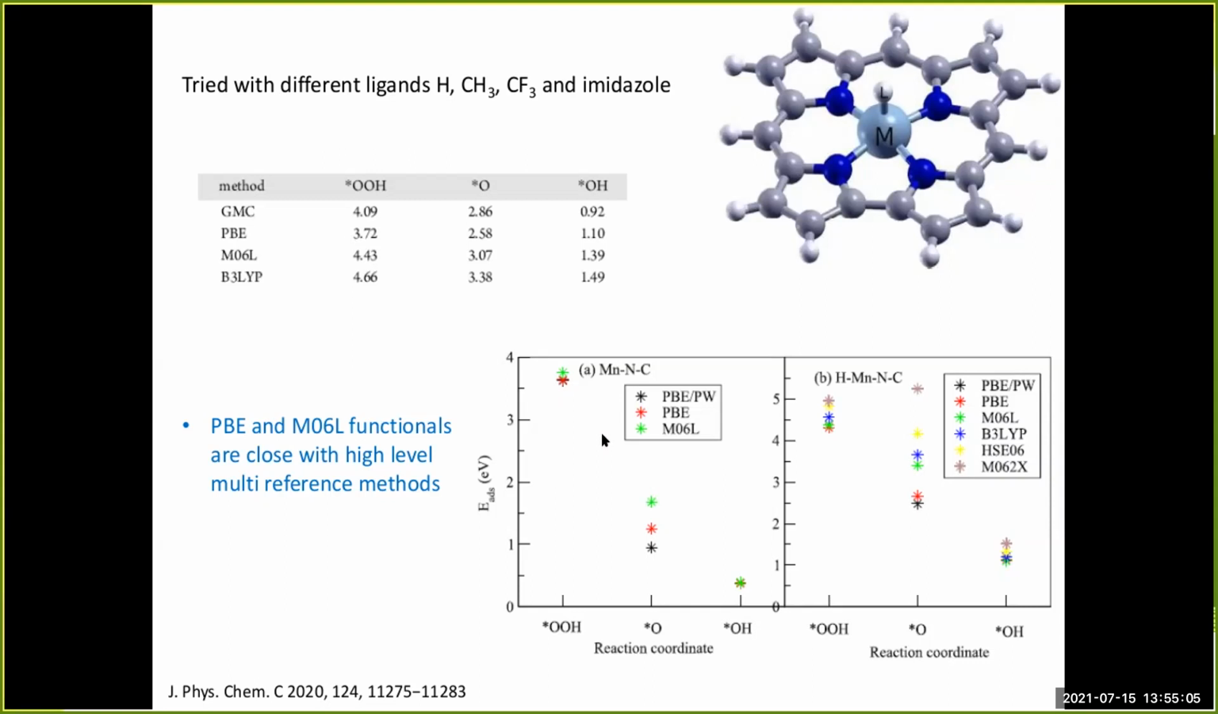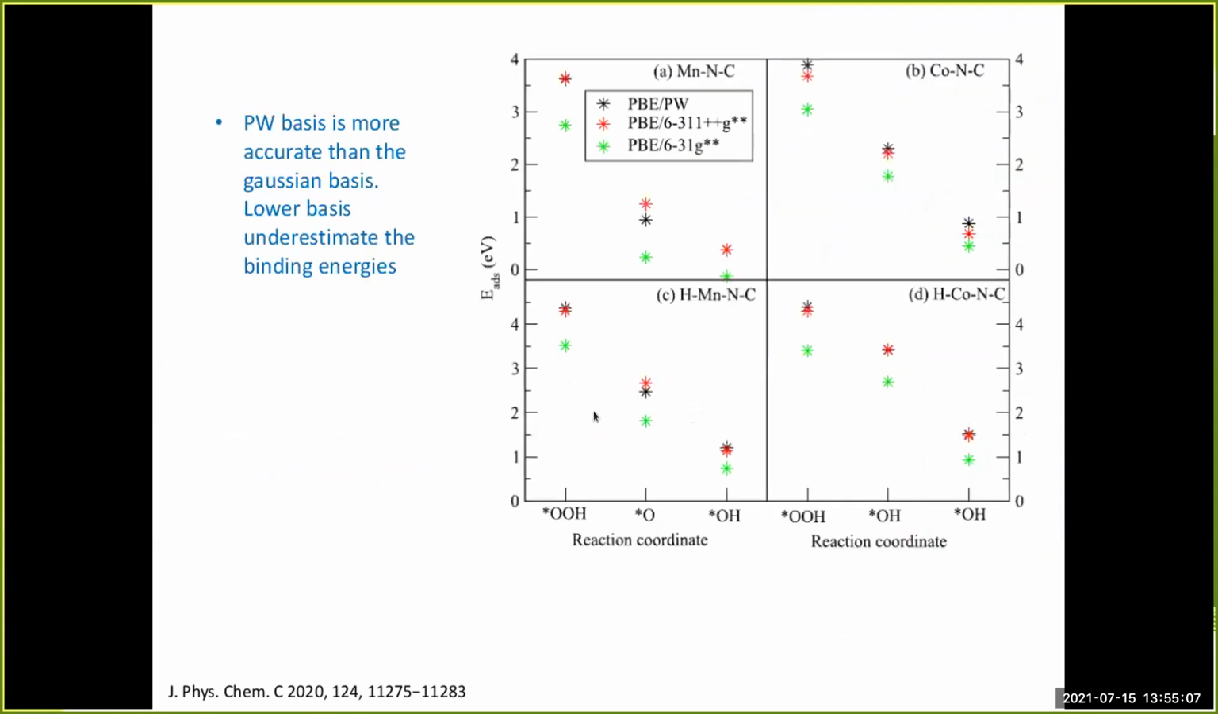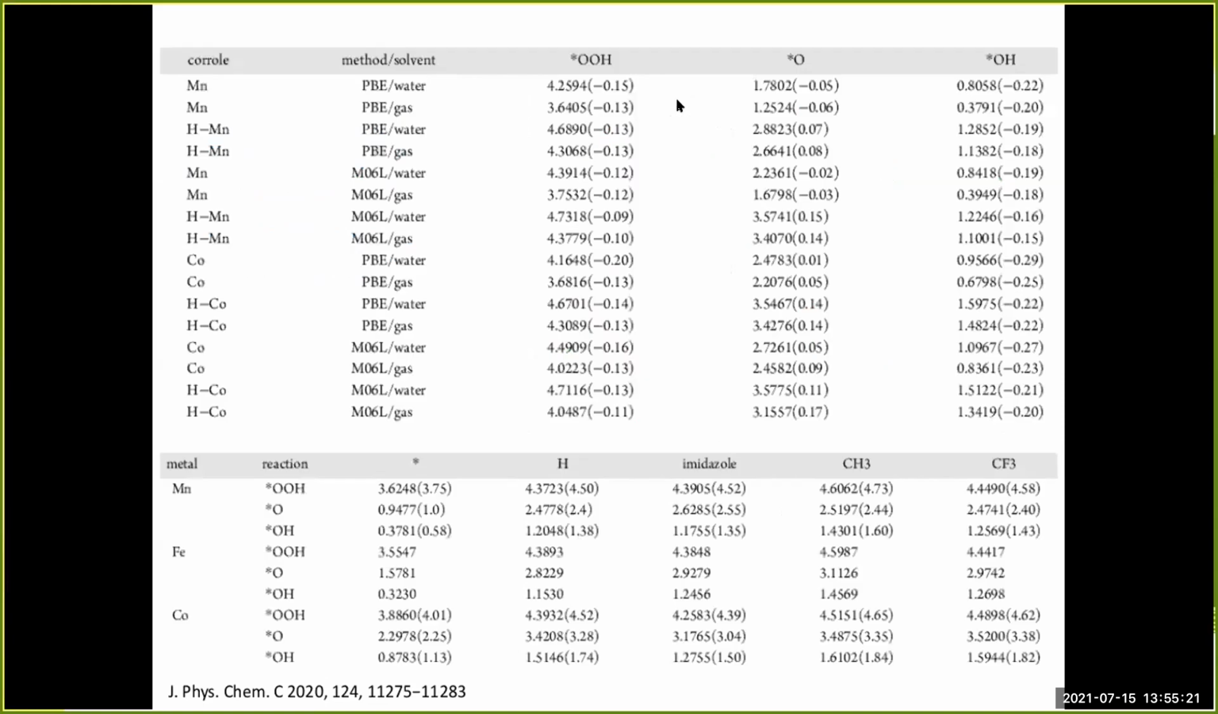For further analysis, we also checked the basis set effect with the plane wave basis, the large basis, and the small basis. It is immediately seen that the small basis data is underestimating the values, so we considered the plane wave basis and the large basis. This is the data obtained for different metal complexes with and without ligands. We considered water as an implicit solvent. The PBE functional and M06 functional look good when compared with the literature data.